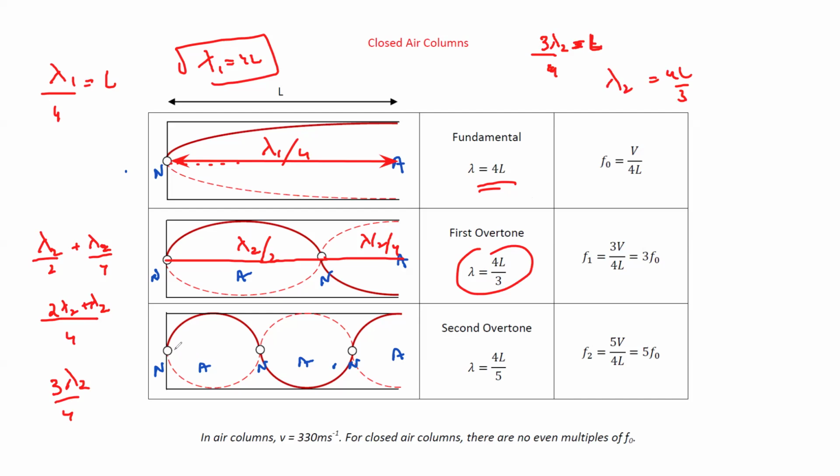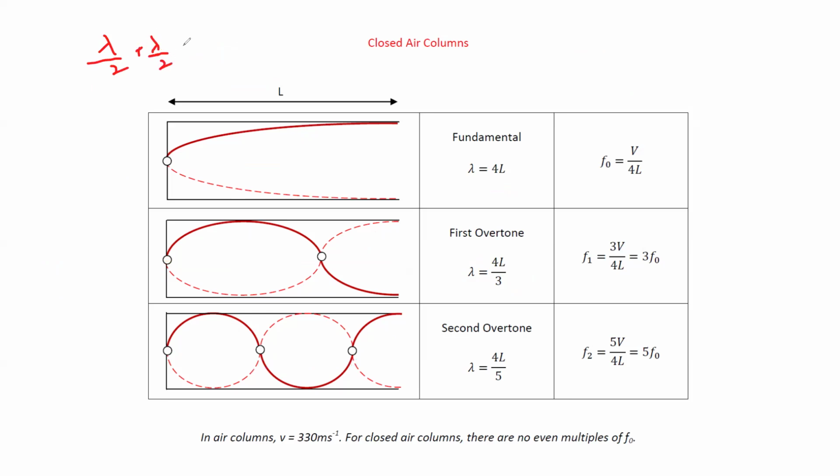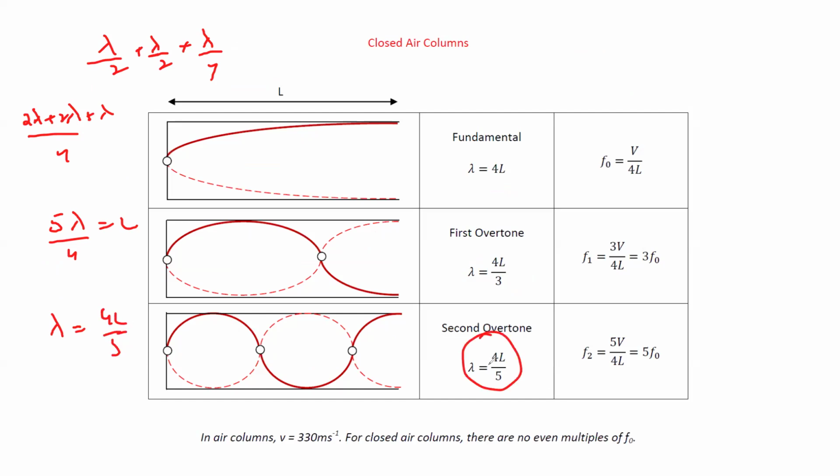And if it is vibrating in the second overtone, or the third harmonic, this is lambda by 2, this is lambda by 2, and this is lambda by 4. So when you add them, you have lambda by 2 plus lambda by 2 plus lambda by 4. So 4 will be the LCM. So 2 lambda plus 2 lambda plus lambda. So this will be 5 lambda by 4. So 5 lambda by 4 is L. So lambda will be equal to 4L divided by 5.